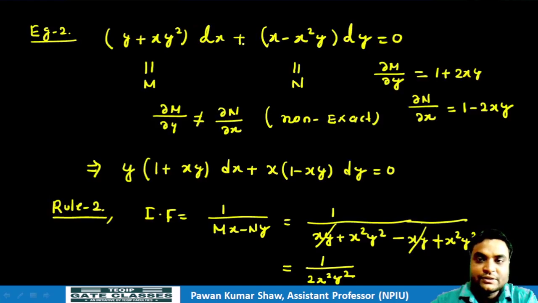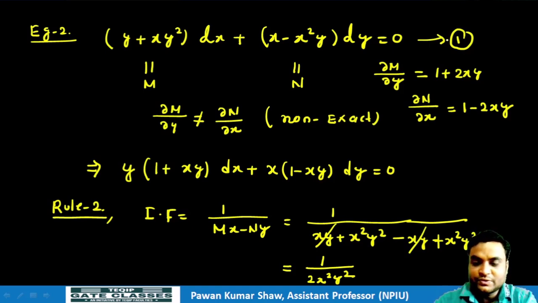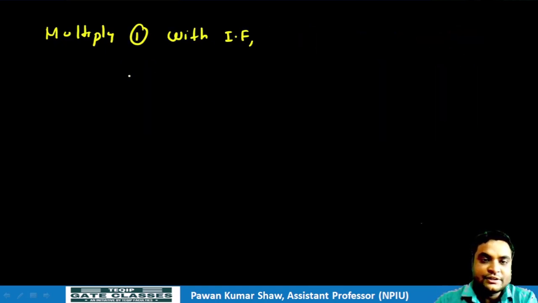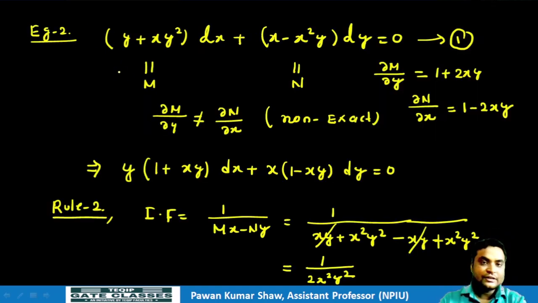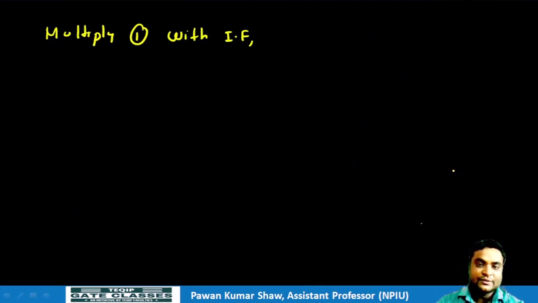So what is 1? Here we assume that this is our given equation, equation number 1. So if you multiply equation 1 with our integrating factor, you can write y plus xy y square, or you can also assume that this is our equation number 1. Better to take this one. Suppose this is the equation number 1: y into 1 plus xy dx plus x into 1 minus xy dy. So we are multiplying the equation 1 with our integrating factor.